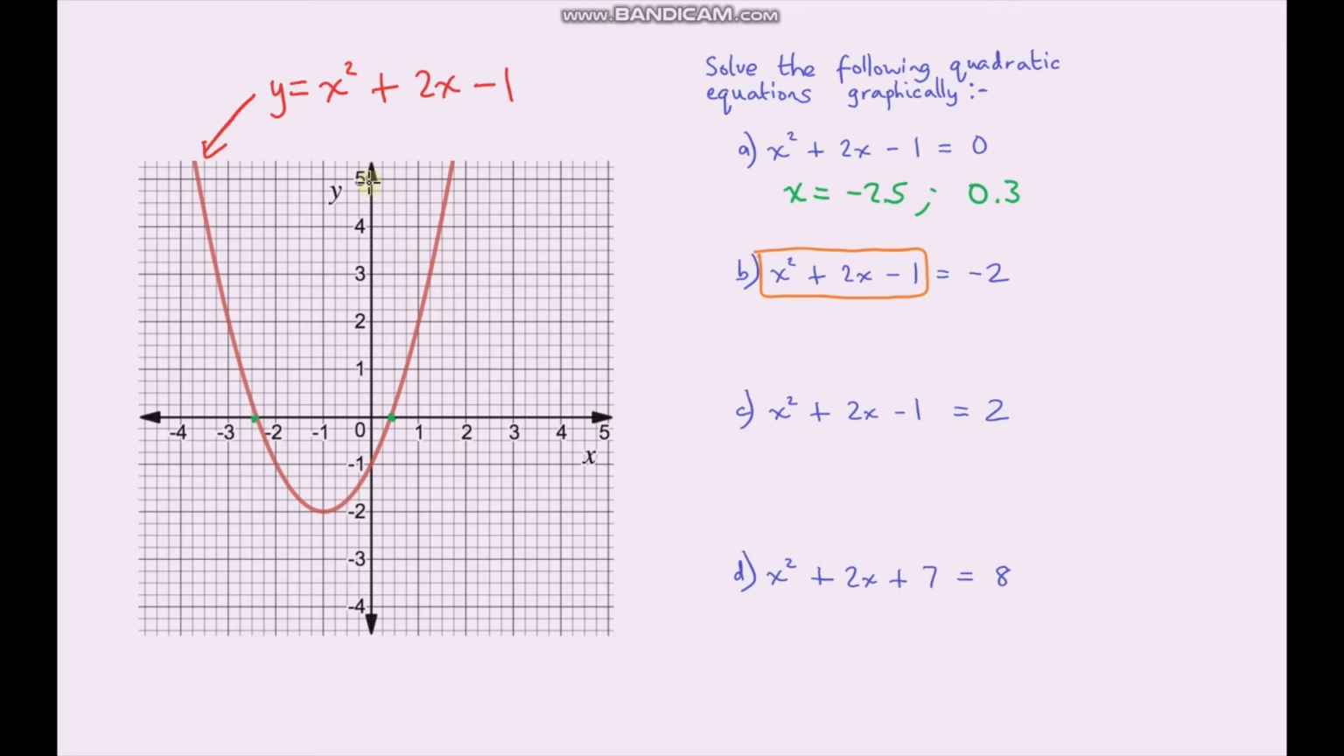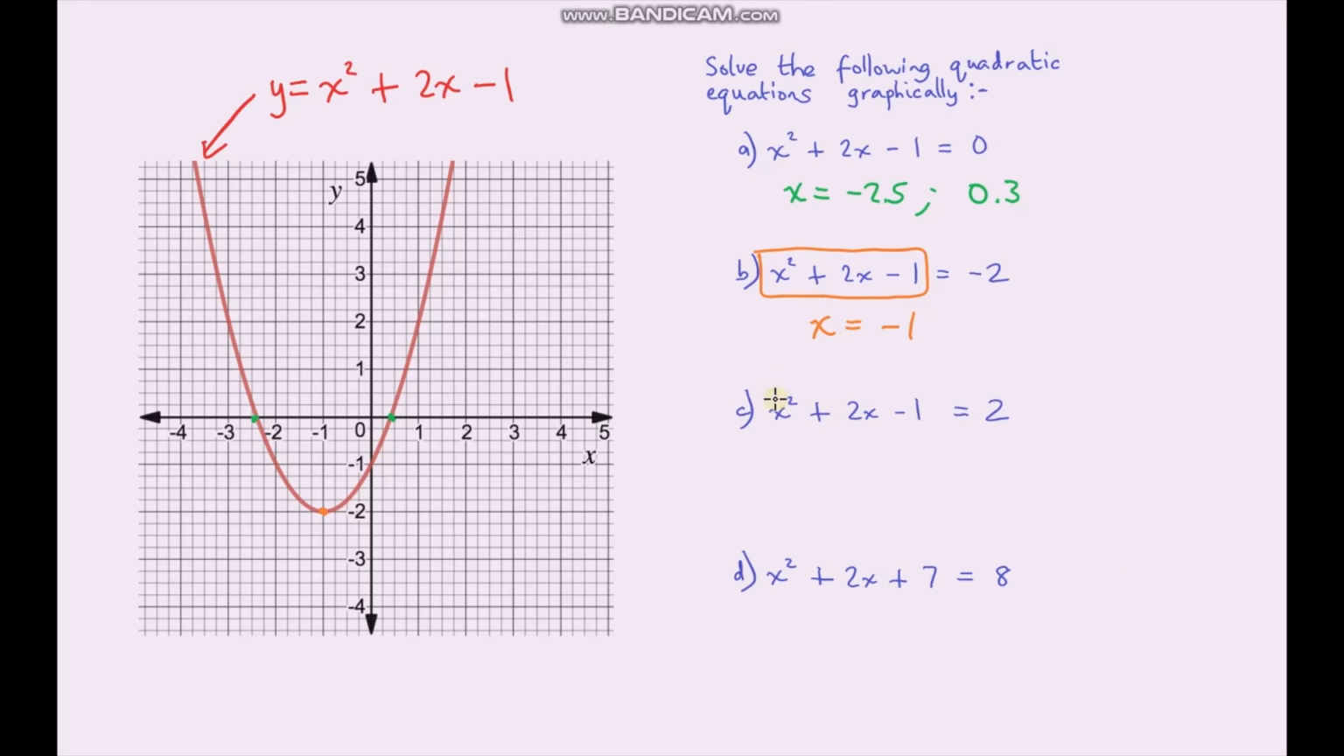So if we have a look at our graph and go down to negative 2, what is the x-coordinate when y equals negative 2? Well, it's this point here, and in fact this is the only point. So here we've only got one solution, so the solution is x equals negative 1.